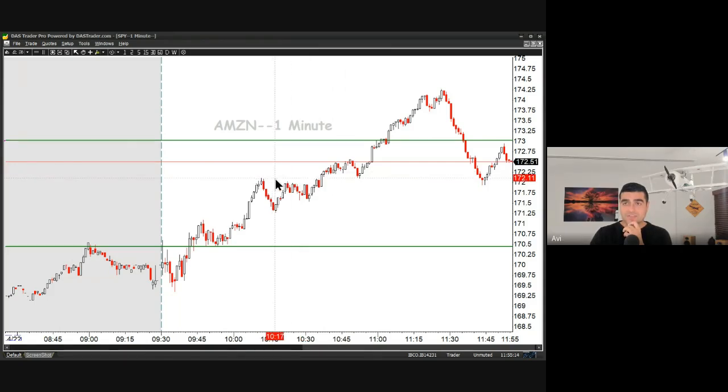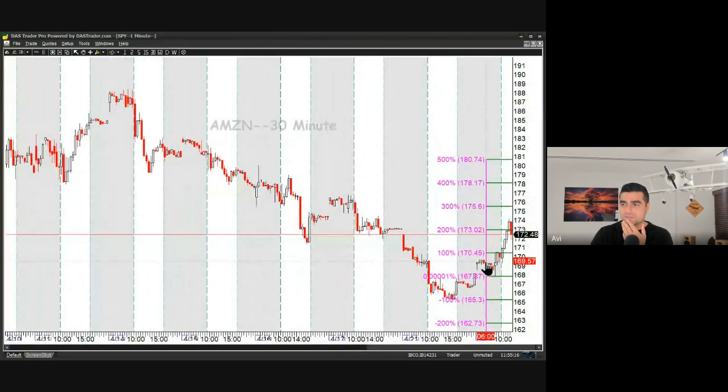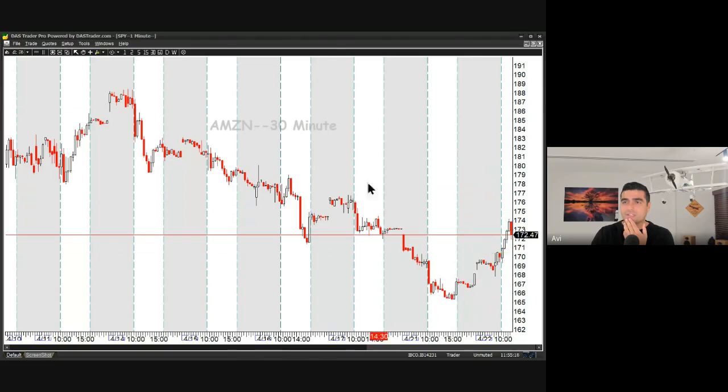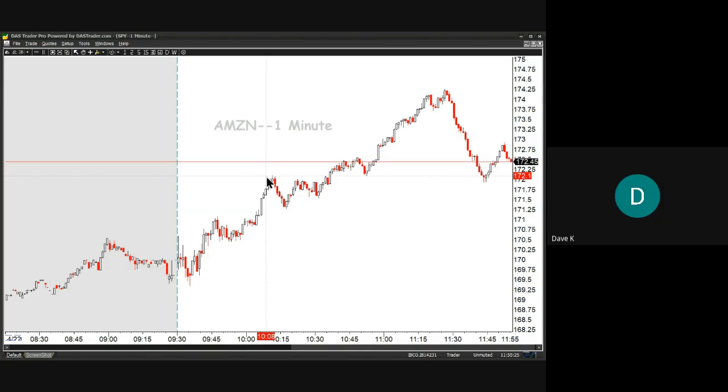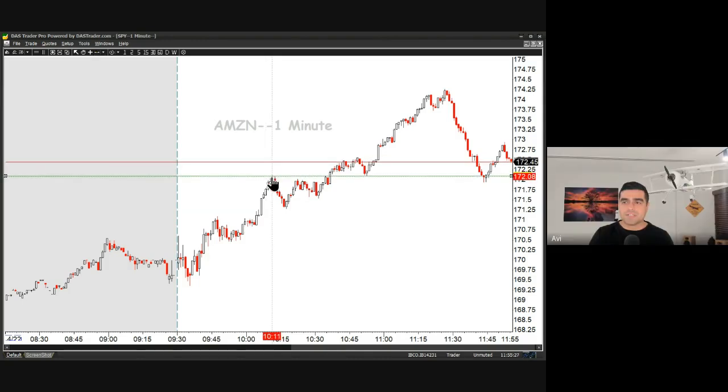All right, so let's look at this. Let me get rid of these lines. I don't need them here. They're just in the way. So if you're identifying up here, about 172 was resistance. Yeah. So put a line there. That was the high of day, a very significant, obvious one. It had a high of day here, consolidation, breakout, made a new high.